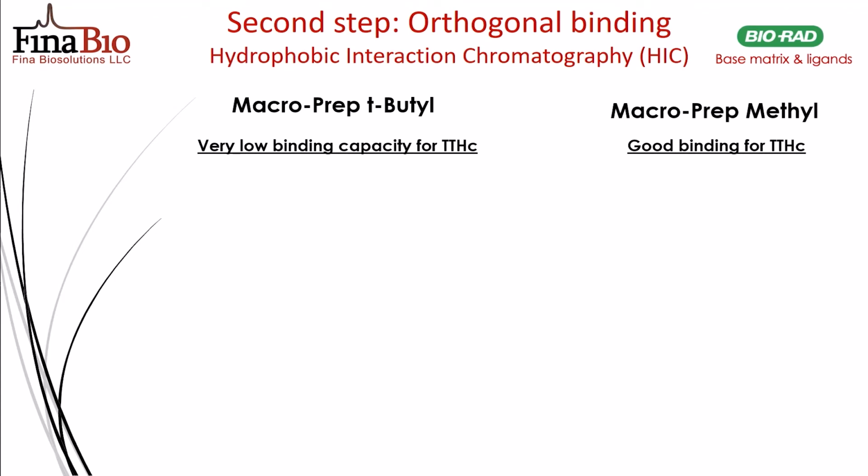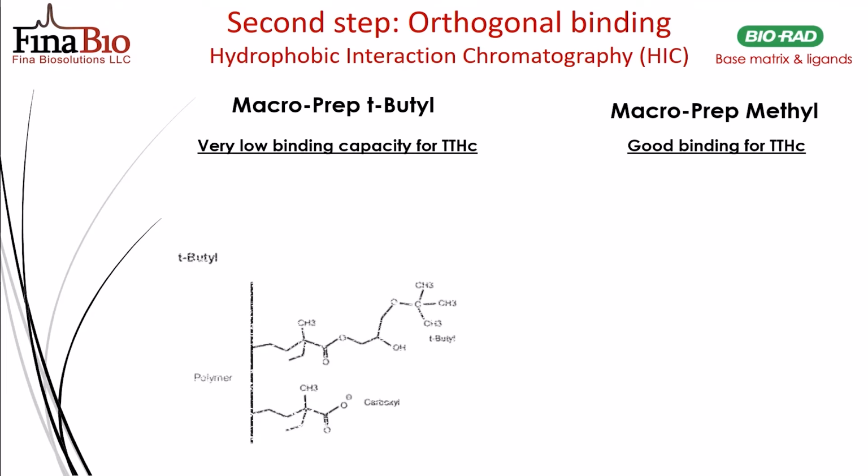We found very low binding capacity on the butyl and good binding on the methyl. This seemed a little unusual. I had expected to have higher binding to the butyl, but on looking at the resins in more detail, the butyl resin we found has carboxyl groups as well as the butyl groups.